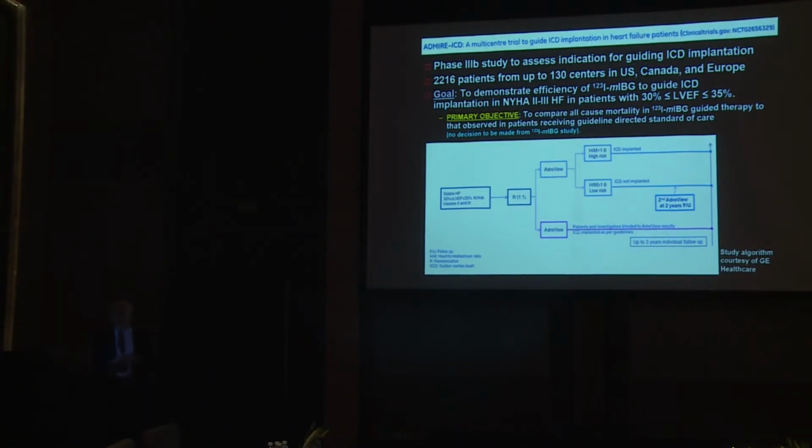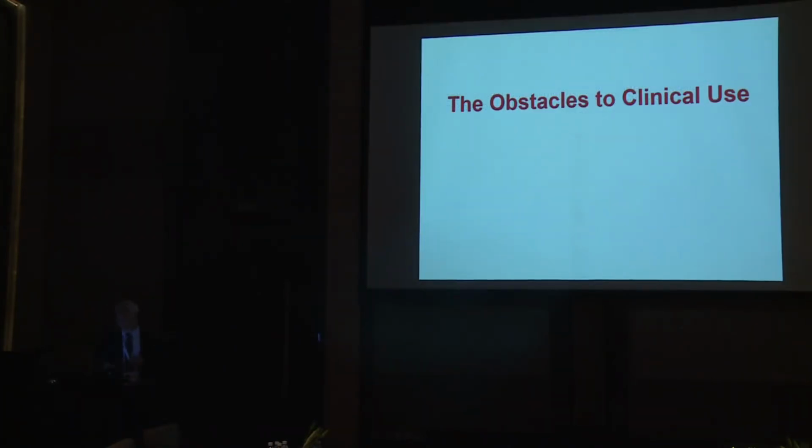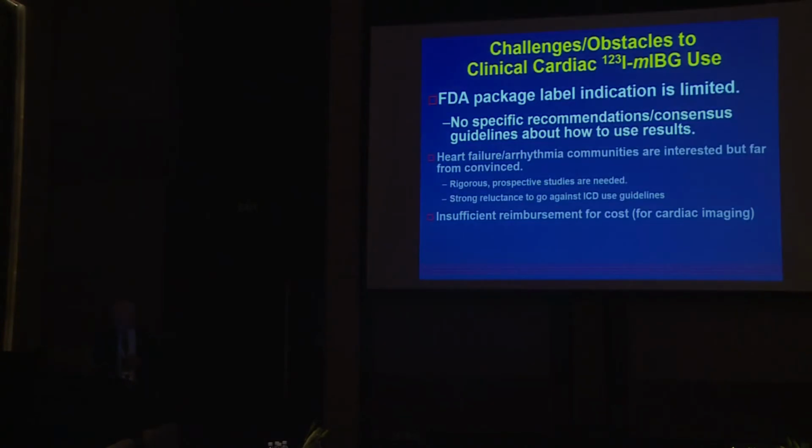There was a randomized study that looked at taking patients with low ejection fraction and randomizing them to conventional therapy, putting the defibrillator in, versus using MIBG with the heart mediastinal ratio to risk stratify them. Unfortunately, it got terminated early because they just couldn't recruit enough patients, not enough physicians would let their patients in the study. And this is kind of where we got stalled. So where do we go from here? What are the obstacles to getting this done?